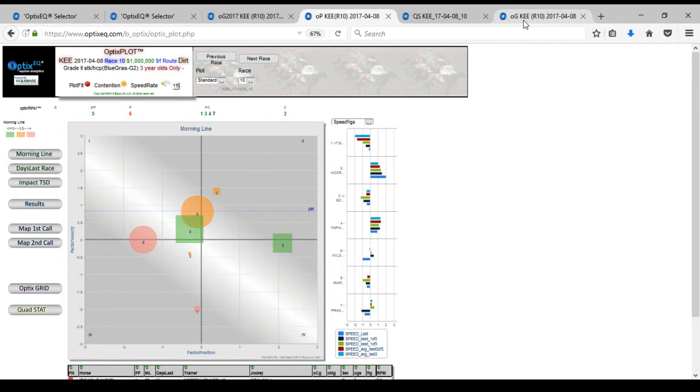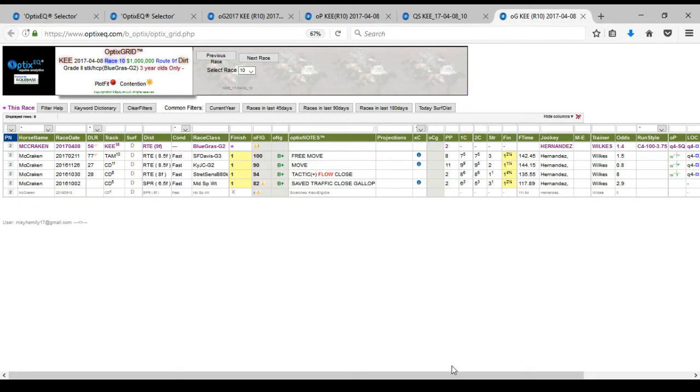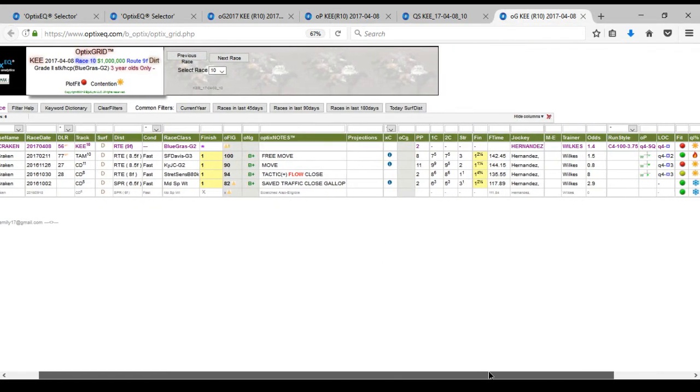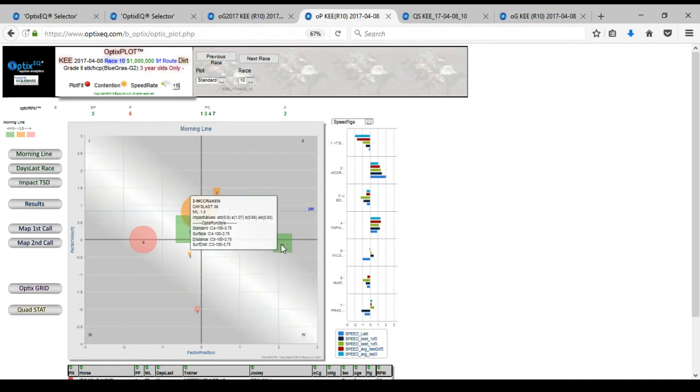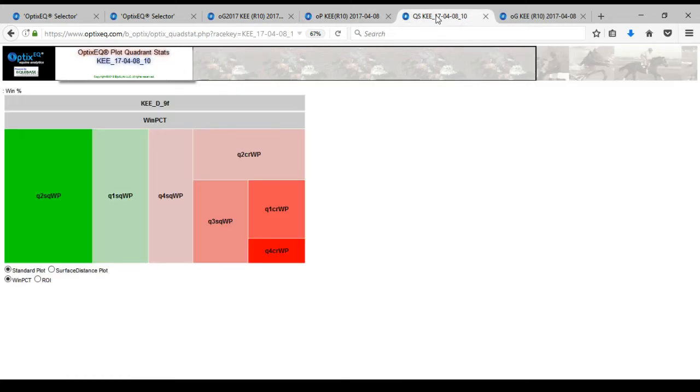So when you pull open Optix Grid, you can scroll over to today's race, and that's the race on top there. It'll show off the running style and then the OptixPlot. So this being Q4 square, they're considering this plot as a quadrant 4. And why that's important, we look at QuadStat versus if he was a quadrant 2 square, how that changes.